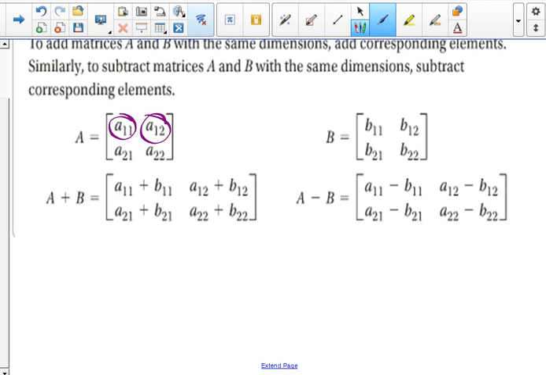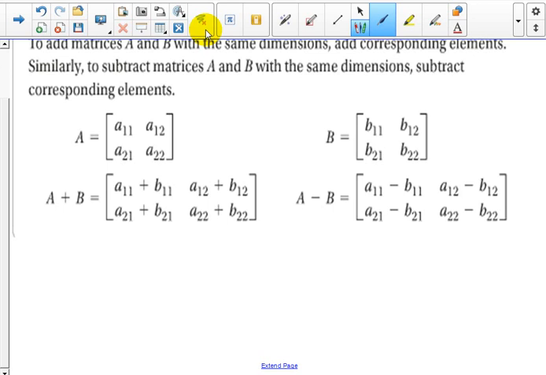A, row 1, column 1. A, row 1, column 2. A, row 2, column 1. And A, row 2, column 2. That's what those sub numbers represent, rows and columns. Not 11, 12, and 21, 22. It's 1, 1, 1, 2, 2, 1, 2, 2.